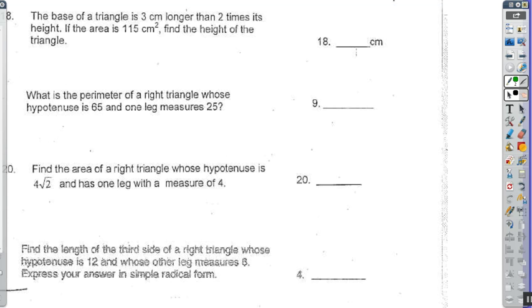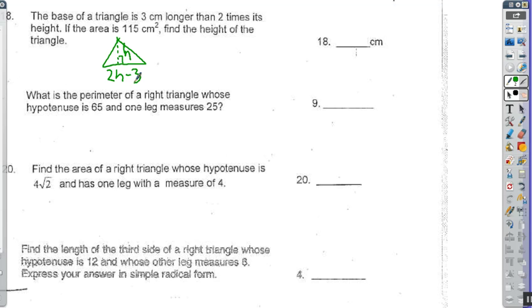All right, this is the second page, and we start off with a really interesting but a little difficult problem here. So we have a triangle. So I'm going to draw a triangle. And it says that the base of the triangle is 3 centimeters longer than 2 times its height. So if this is height, then this is going to be 2h minus 3.